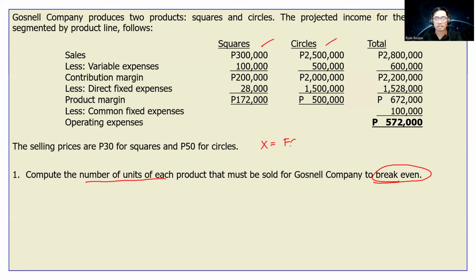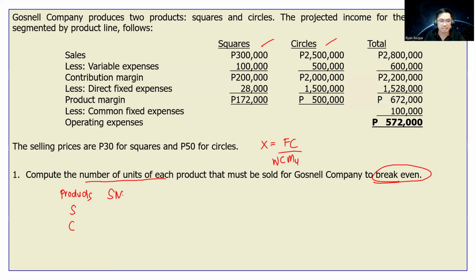X is equal to FC over CMU. But this time, we will make use of the weighted CMU because there are two products involved. So we just have to prepare a schedule or matrix. So what are the products here? We have the square and the circle. We just make use of S and C.